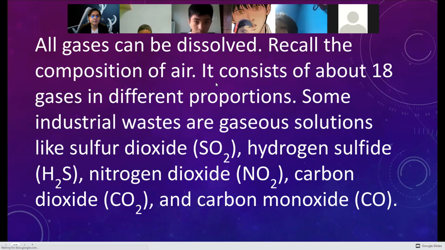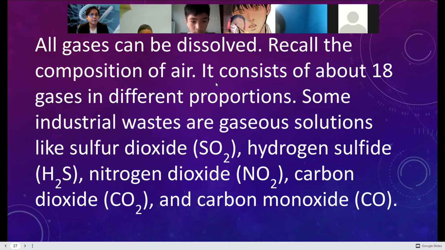Let's go back to the lesson proper. All gases can be dissolved. Recall the composition of air. Remember, your air is a mixture of gases. It consists of about 18 gases in different proportions.